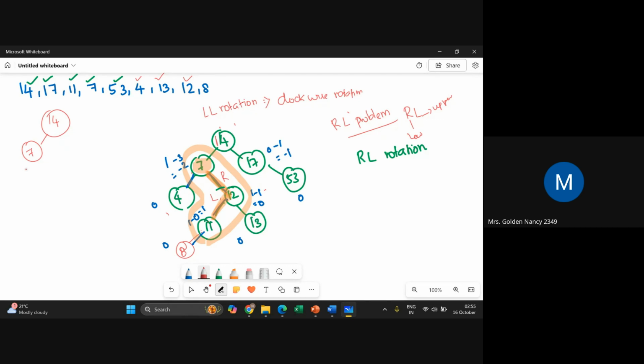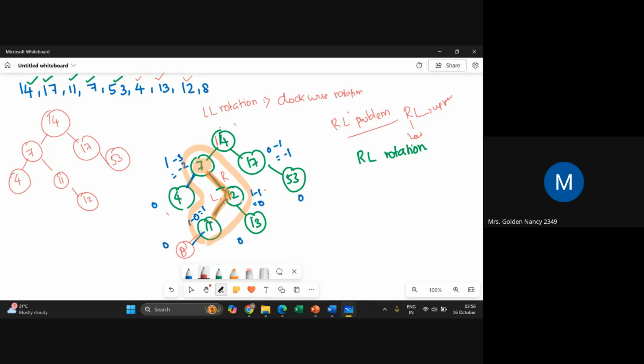Okay, so I'm not touching the untouched nodes. First draw those nodes properly. Now you have a problem with 12 and 11. So 12 I'll pull it down. What happens? 11 will come here, 12 will be here.